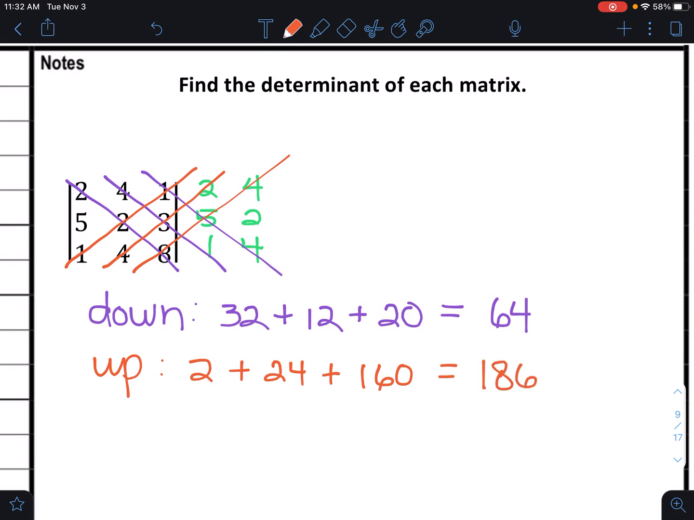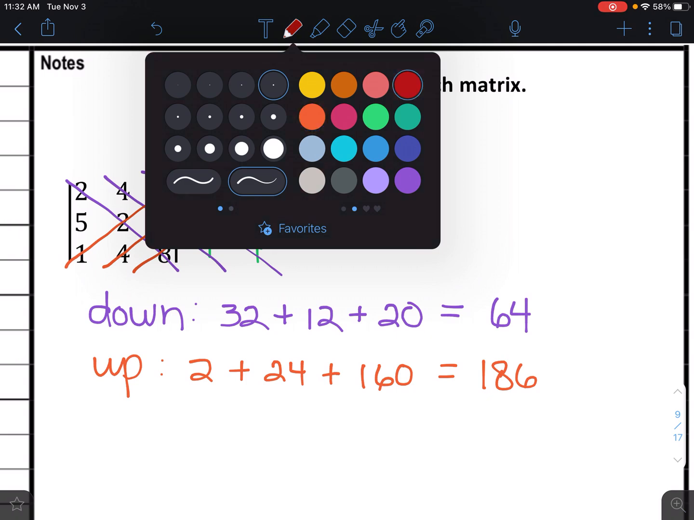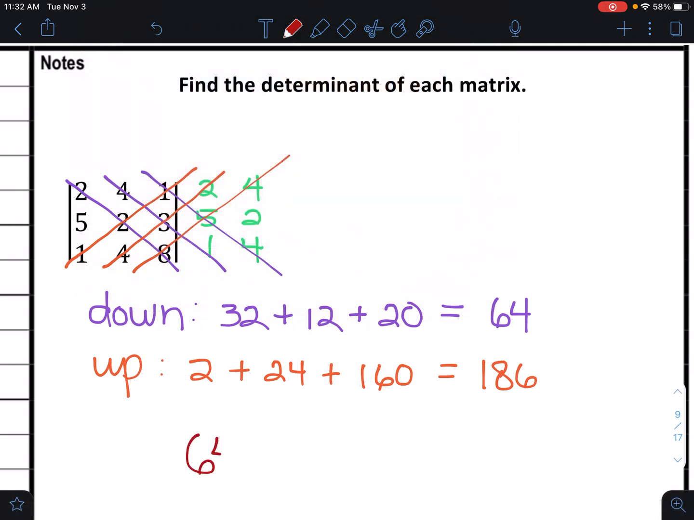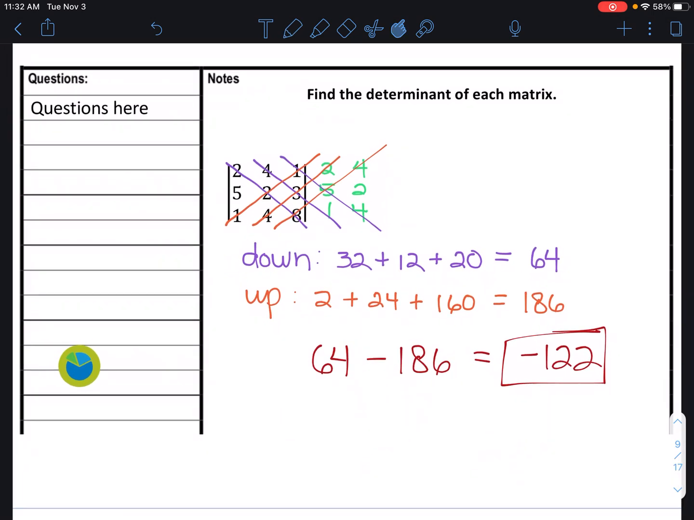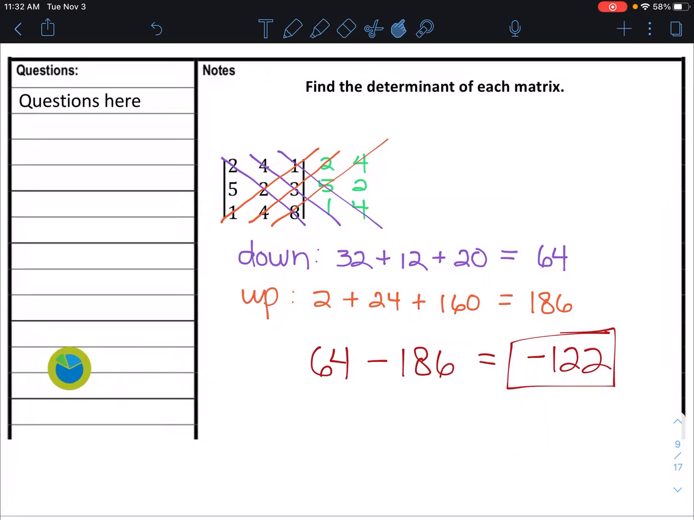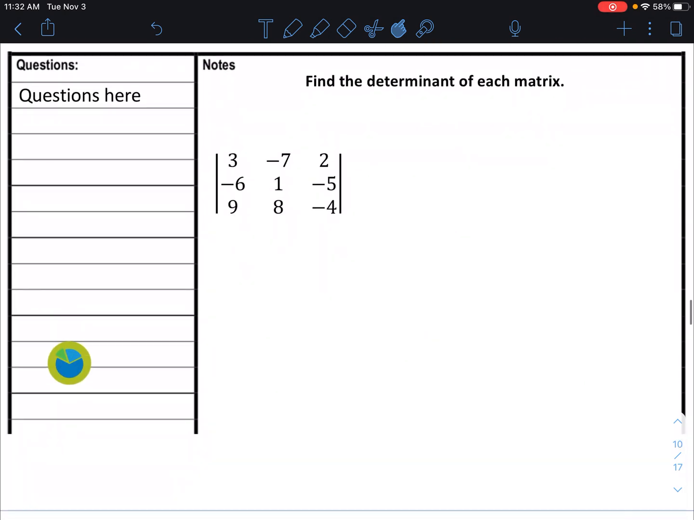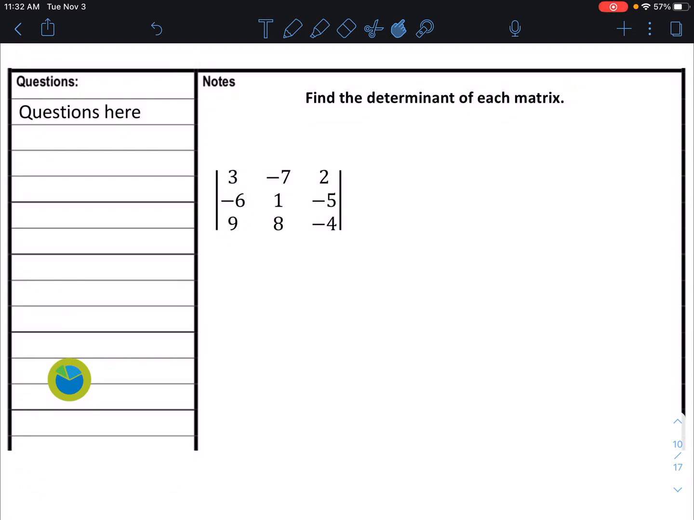Now when I do this, I'm going to do down 64 minus up 186. This gives me negative 122, and that is my determinant for that matrix right there, a 3 by 3. So kind of the same premise, just a little more going on. Let's try one more to make sure that this makes sense.